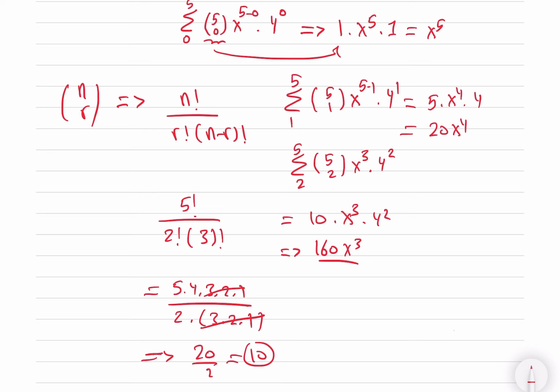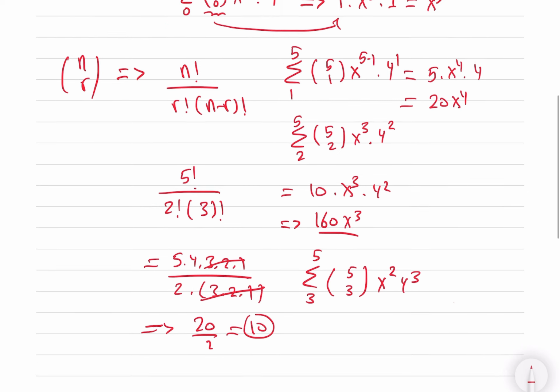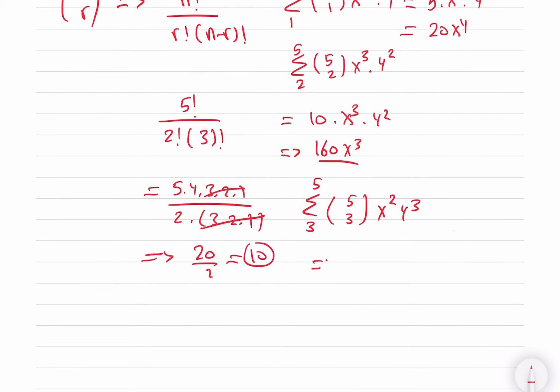Moving on to, we have what, 5, 3. Then you simply do 5, 3. And then you write down x to the power of 2, because 5 minus 3. And then you do 4 cubed. How do I deal with this? It's very simple. You can do it on the calculator. I'm going to teach you how to deal with factorials on the calculator, so you don't really need to do this yourself. Is there a factorial on the calculator?